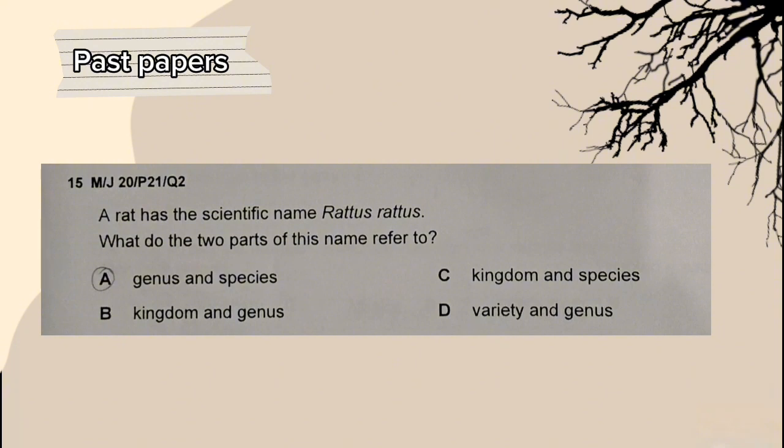Question number 5. A rat has the scientific name Rattus rattus. What do the two parts of this name refer to? A. Genus and species. B. Kingdom and genus. C. Kingdom and species. D. Variety and genus. So the correct option is A.